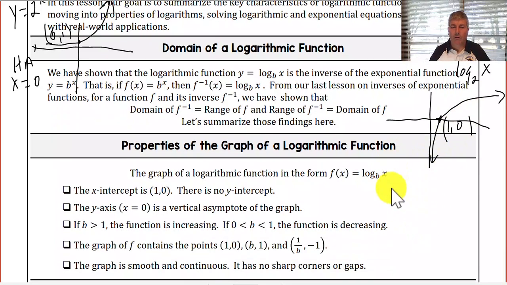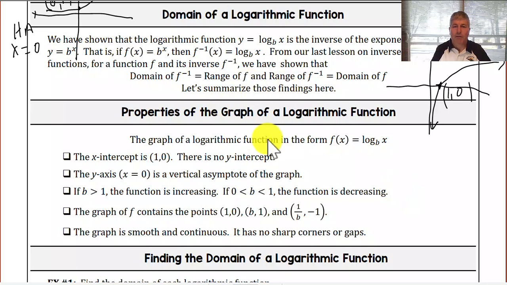So let's take a look at those properties. Properties of the graph of a logarithmic function. The x-intercept is 1, 0. We've got that there. The y-axis is a vertical asymptote. So we have a vertical asymptote now at x equals 0. We had a horizontal asymptote at, I think I said x equals 0. I should have said y equals 0.